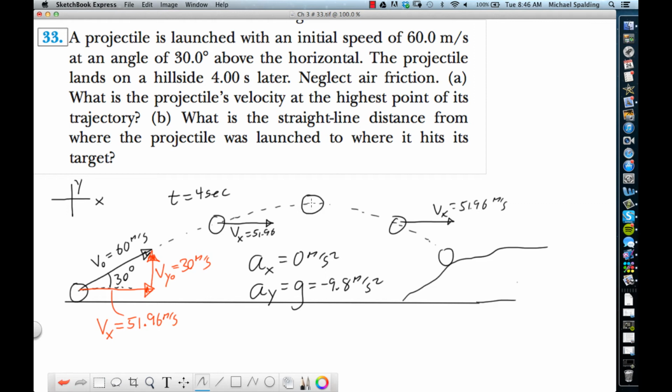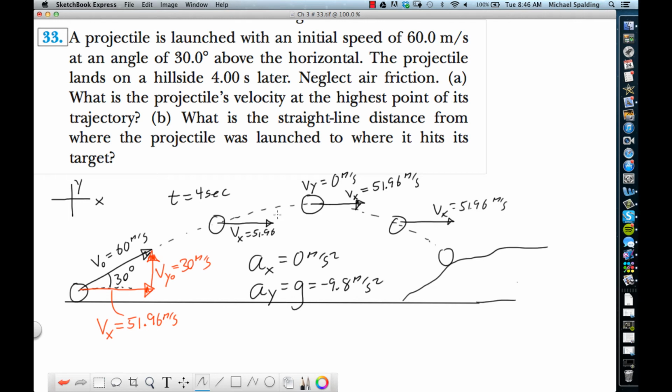What's the velocity of the ball at the highest point? Well, let me ask you this first. What's the y velocity at the highest point? 0. At the very highest point, there is no vertical velocity. The ball is not going up and it's not going down for a split second. So what is the velocity at the highest point? It's the x velocity, which is 51.96, which you could just round to 52 for your final answer to A.